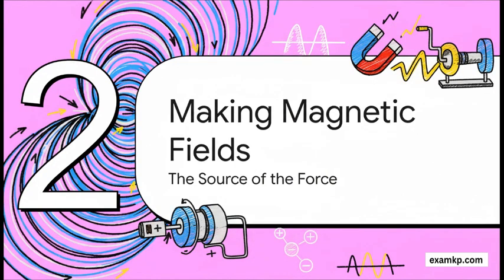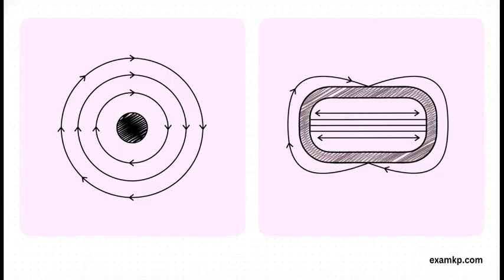Okay, let's start with the absolute basics. How do we even make these magnetic fields? The key thing to remember is super simple. Moving charges, that is an electric current, that's what creates a magnetic field. Let's look at the two main shapes you absolutely have to know. Check this out. On the left, you've got a simple straight wire with current. It creates these nice circular magnetic field lines all around it.